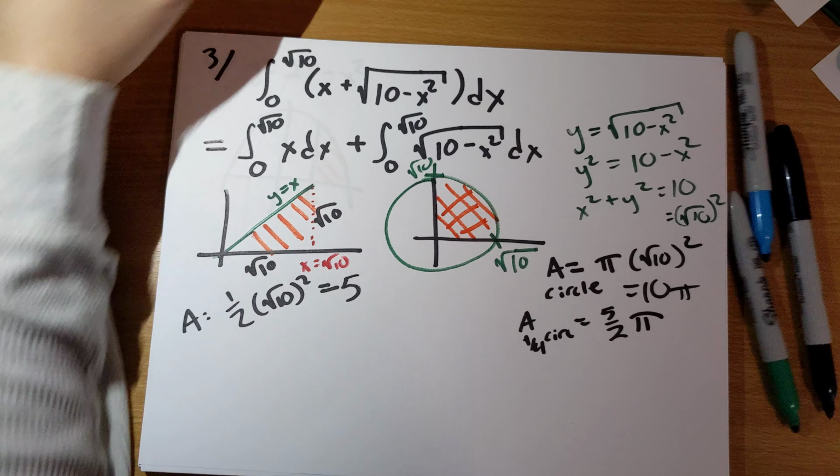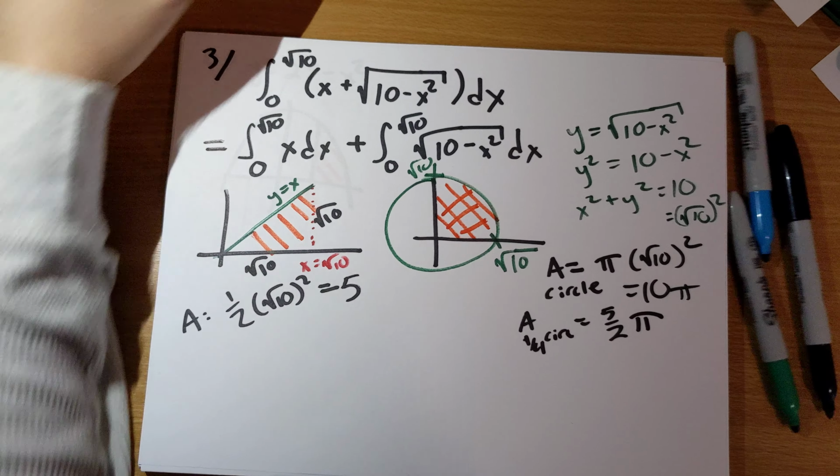So what is our final answer? We can get this without finding any antiderivatives of any functions here. It's 5 plus 5/2 pi. This gave us 5, this gave us 5/2 pi.